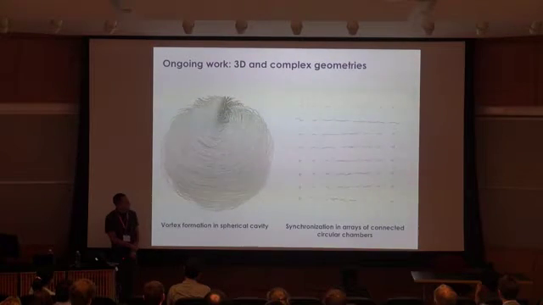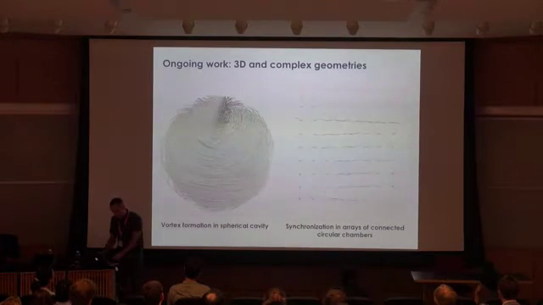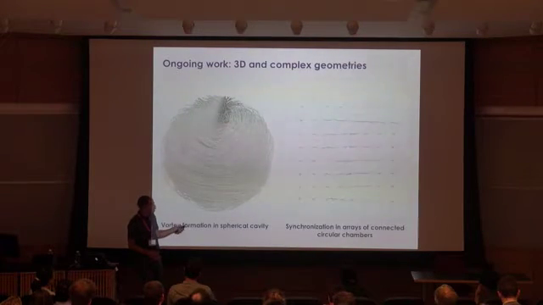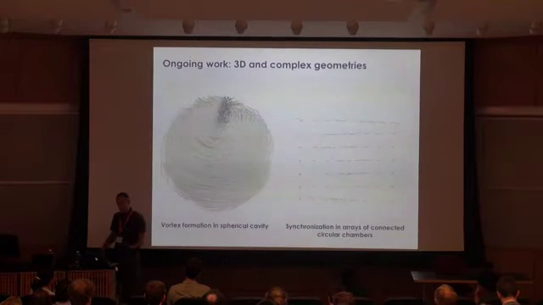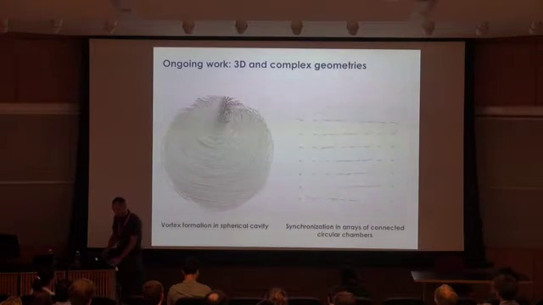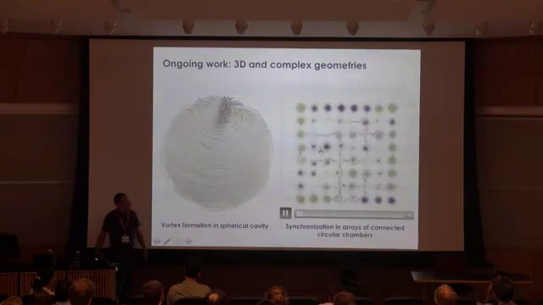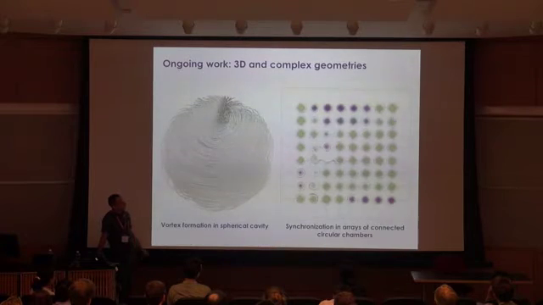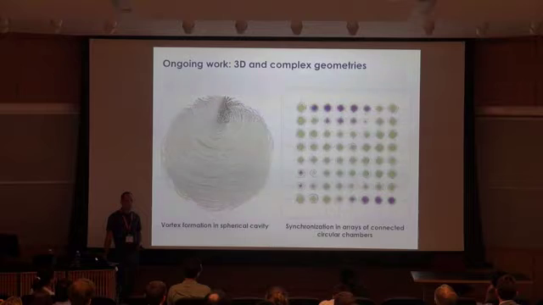And on the right, what I'm showing is an array of connected chambers. So these are little circular chambers, and they're connected by these junctions. And what we're trying to look at here is whether they're synchronized or not. If they were isolated, you would get double vortices going in random directions. But because they are connected, what we find is that they end up all synchronizing except near the edges, but at least in the center, and spinning in the same direction.